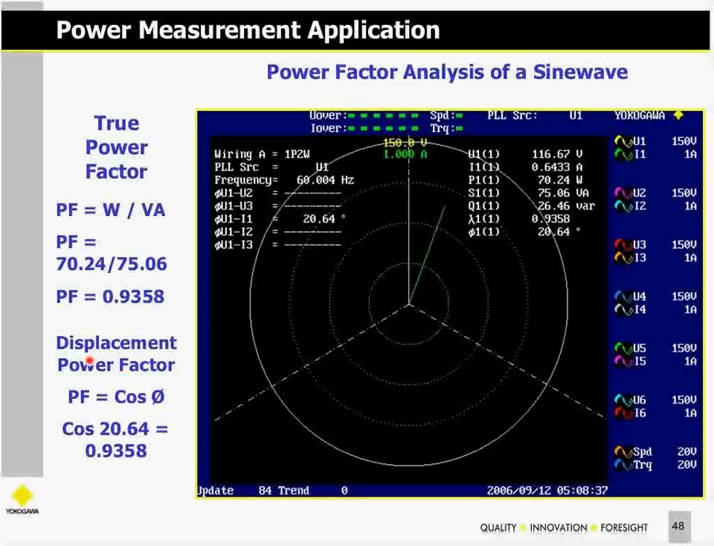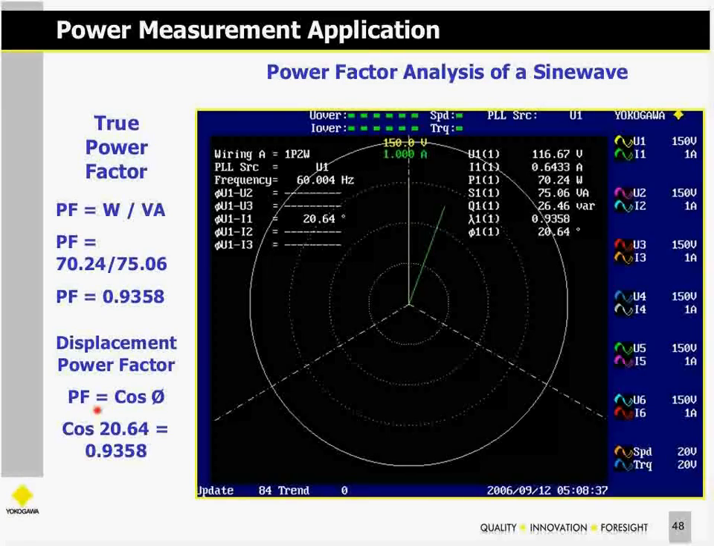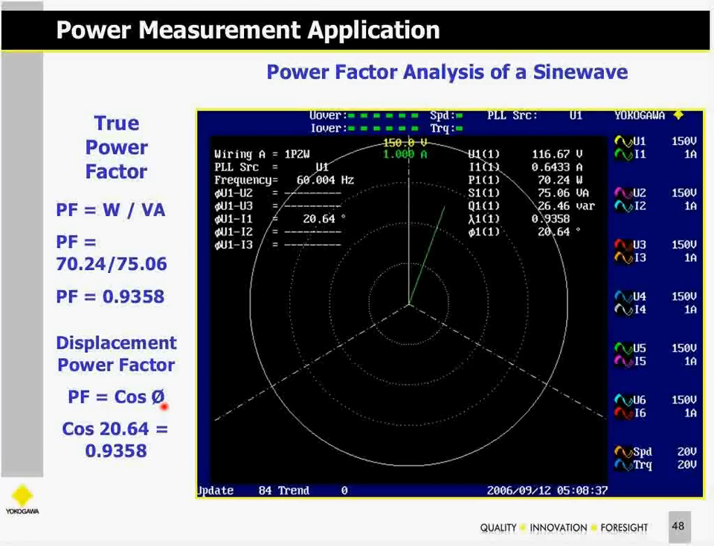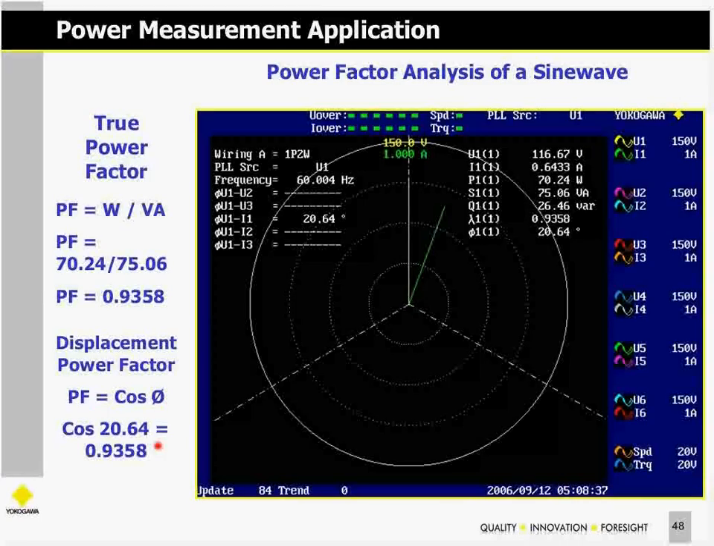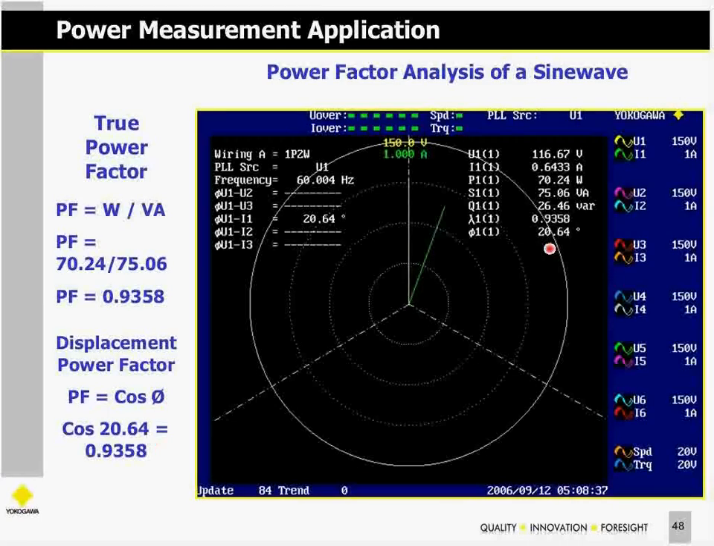Now, if I do a displacement power factor calculation, which is cosine of theta, the cosine of the angle between them, if we take the cosine of that 20.64 degrees, which we've measured right here from our vector analysis, the cosine of that is 0.9358. For a sine wave, either way is identical. But that's only on a sine wave. So in that case, the true power factor will match the displacement power factor.